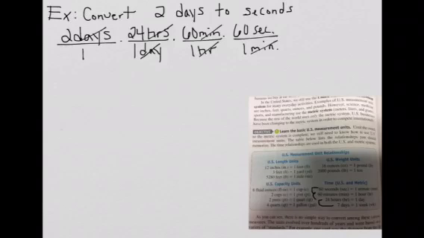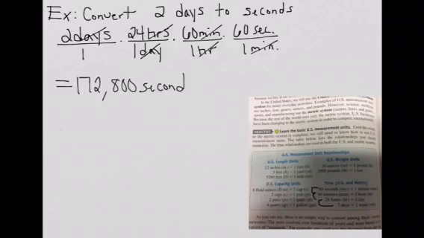So if you notice now, we're ready to multiply everything together. Everything on the bottom is just a 1, so all we really have to do is multiply my top numbers together. So 2 times 24 times 60 times 60, multiply all that together, and we get 172,800, and we're in terms of seconds.